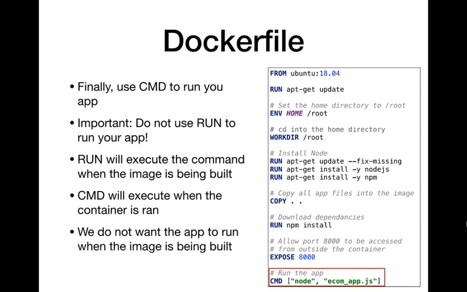Now, the most important part about this line is that we use CMD, command, and not RUN. So RUN is a command that's going to be executed when we run this Dockerfile. When we tell Docker to build the image, every RUN is going to be executed, and it's going to go line by line running all those things. CMD won't be executed until we actually run the container based on this image.